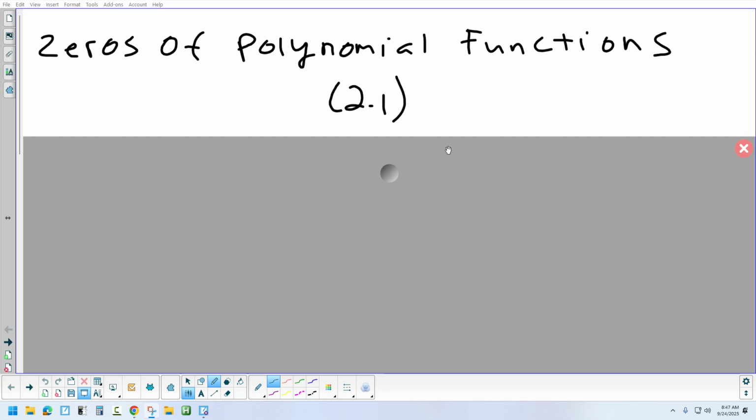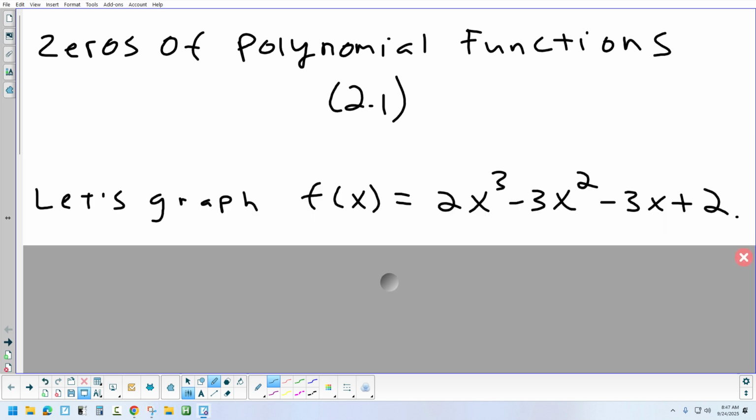Take a look at our last section for the week, which is 2.1. This is on a little bit more that we touched on at the end of class yesterday: zeros, finding zeros of functions. One thing I'm going to show you how to do is use the calculator to find a zero. So we'll look at that. Let's just start by graphing that.